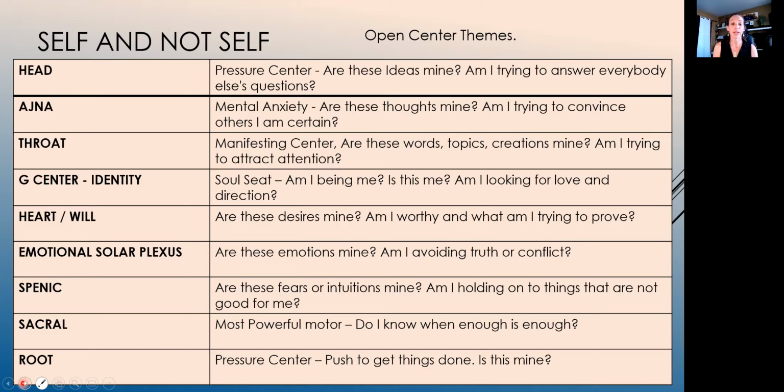The emotional solar plexus asks, are these emotions mine? Am I avoiding truth or conflict? The splenic center is asking, are these fears or intuitions mine? Am I holding on to things that are not good for me? The sacral center is the most powerful motor, and it's asking us to really ask, do we know when enough is enough? And the root center is the bottom pressure center, and it's the pulse or the push to get things done. And when that pressure comes, we want to ask, is this even mine?